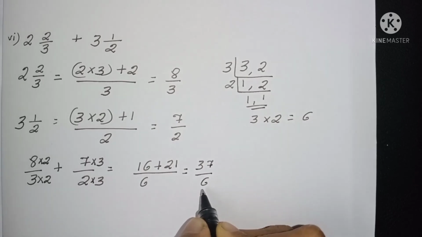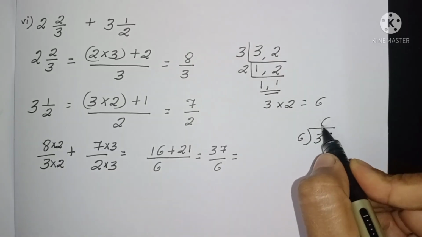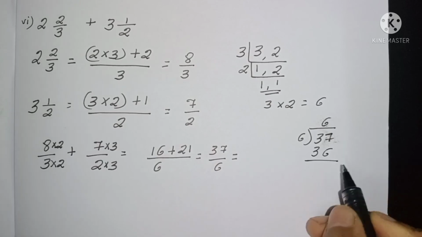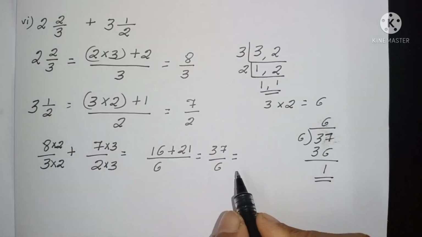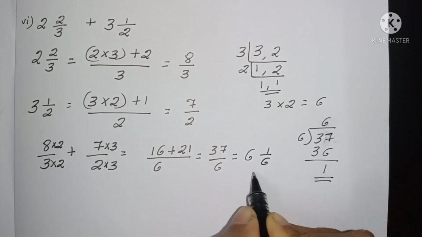So it is an improper fraction. So we have to convert into a mixed fraction by the division method. 6 6s are 36. When you are subtracting, 7 minus 6 is 1. 3 minus 3 is 0. So when you are writing in terms of a mixed fraction, 6 1 by 6.